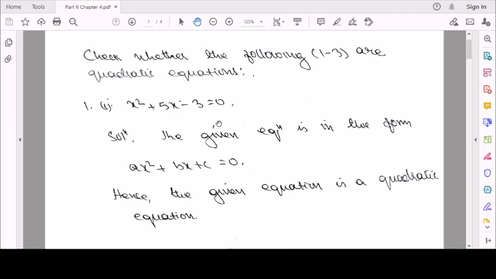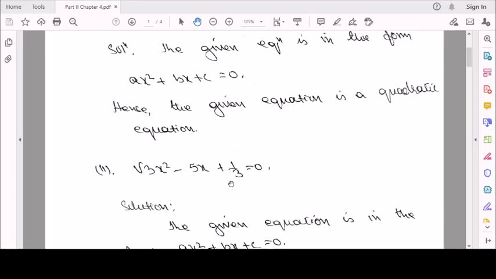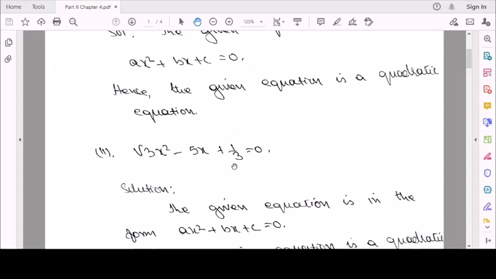Number 2, root 3x square minus 5x plus 1 by 3 is 0. Is this quadratic? Yes, it is a quadratic equation because it is in the standard form of a quadratic equation: x square, x and constant.